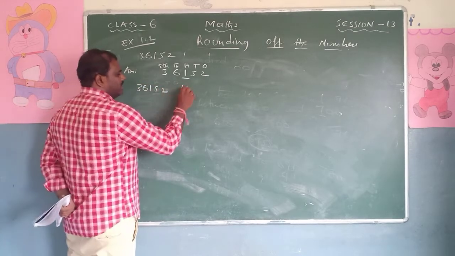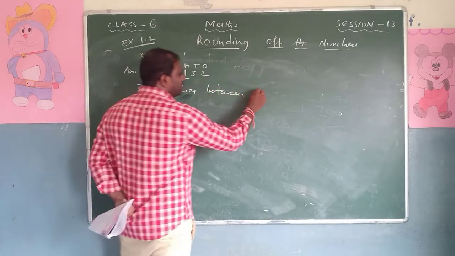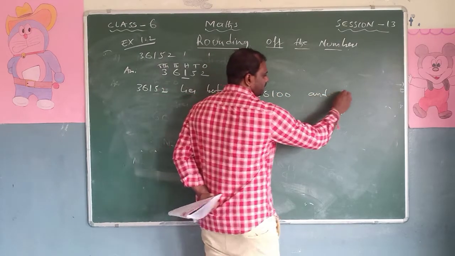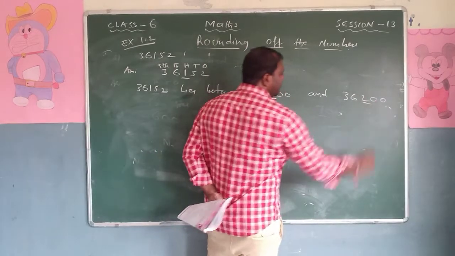36,152 lies between, first time number రాయాలి. 36,100 and 36,200. ఏం లేదు, 1 ఉంది కదా, నెక్స్ట్ 200 పెట్టాలి.